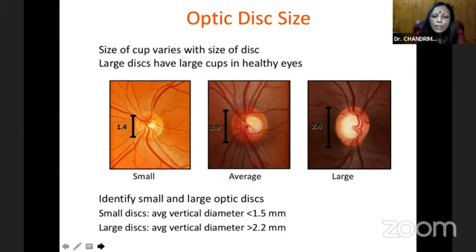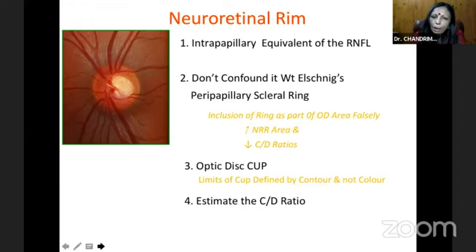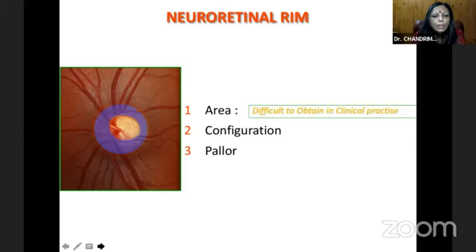So identify small discs and large optic discs. Small discs, average vertical diameter is less than 1.5 millimeters, and large discs, average vertical diameter is more than 2.2 millimeters. So you could very often find a large disc which you've labeled as glaucomatous and a small disc which we've labeled as non-glaucomatous. So intrapapillary equivalent of the RNFL. So don't confound it with Elschnig's peripapillary scleral ring. So I'm just coming to it in a moment.